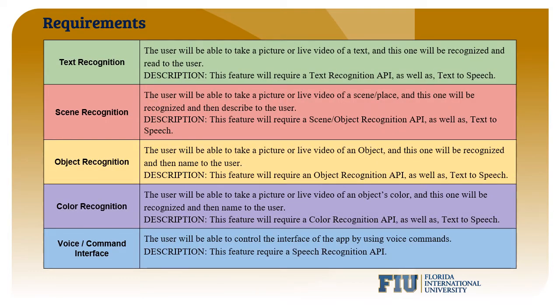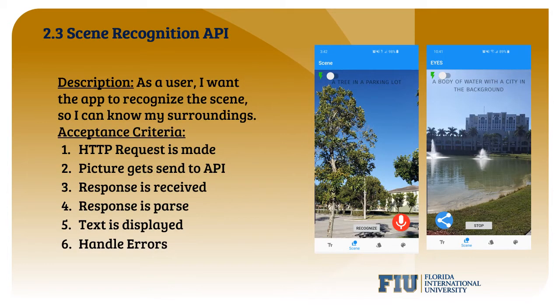So the key features that we wanted to have in this app were text recognition, scene recognition, object recognition, color recognition, and a voice command interface that's easy to use and very intuitive. This is an example of one of the features that we had, which is just being able to recognize the scene so the person can know their surroundings. So they would use their phone, which is a camera app, and they would aim it at their surroundings, and then they would simply just recognize the scene. So as we can see, we have a tree in a parking lot or a body of water with a building in the background.